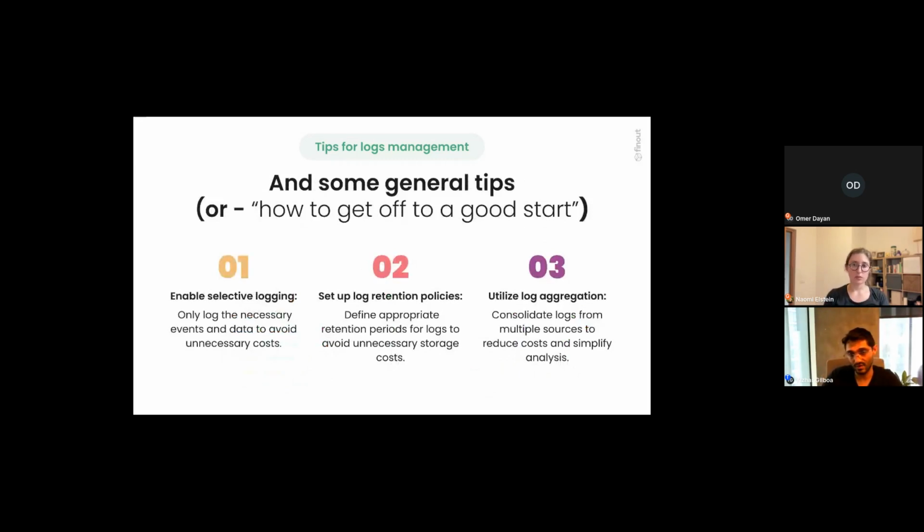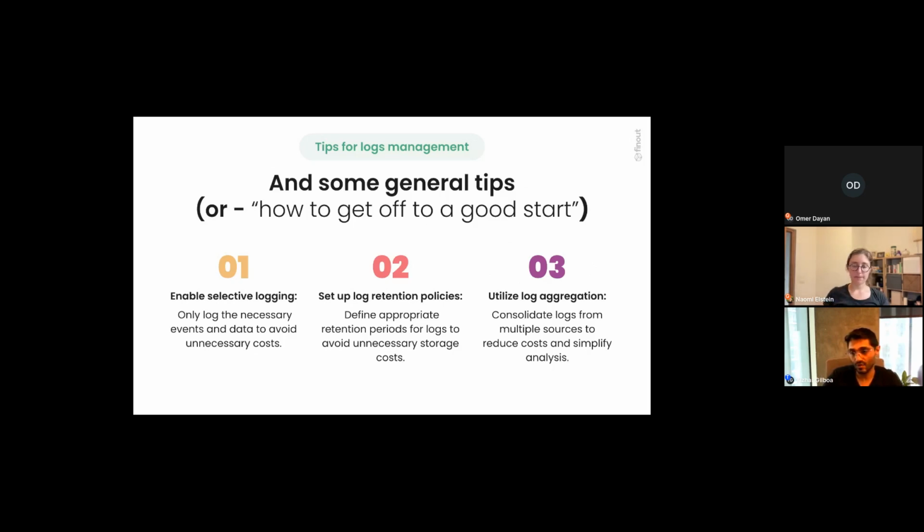Another method is to set up retention policies, because we probably don't want to store logs forever. We need to not be emotionally attached to our logs, and really ask ourselves for how long we need the logs of each source system, and to apply these rules.